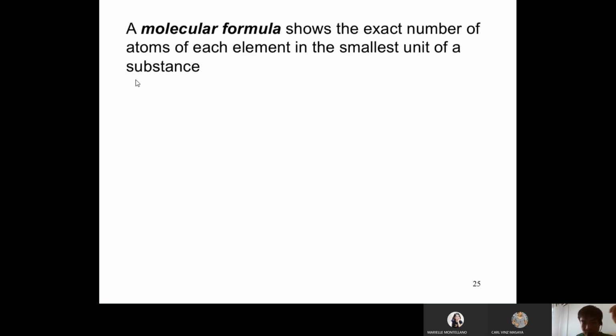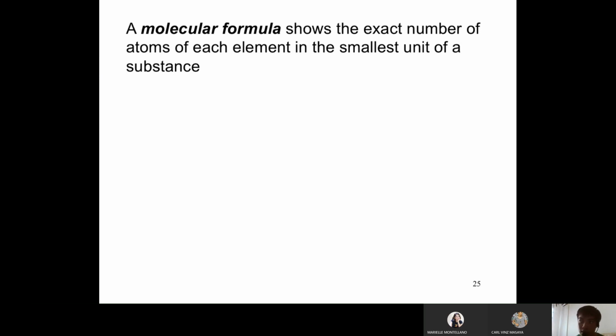Balik ulit tayo sa molecular formula. Sabi natin, in molecular formula, the exact number of atoms are represented. Makikita mo yung dami ng atoms talaga. But, pwede mo siya i-reduce into simple terms. What I mean by that is that you can reduce the numbers into much simpler numbers.